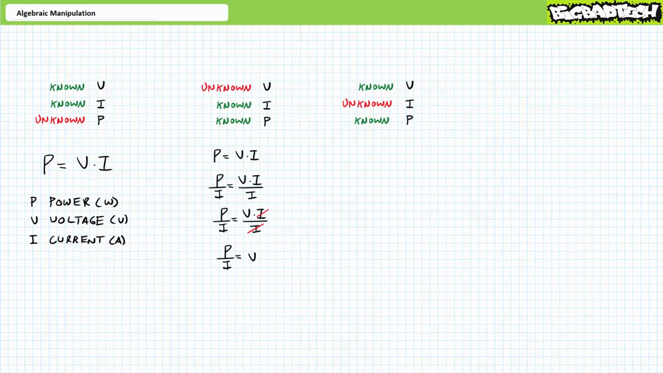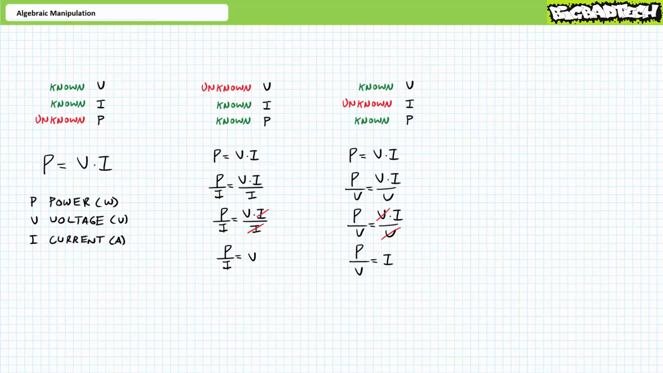Given known P and I values, one can solve for unknown V by dividing P by I. Similarly, an algebraic manipulation of the original or the second permutation demonstrates that I is equal to P over V. Given known P and V values, one can solve for unknown I by dividing P by V. That wasn't too hard, was it?